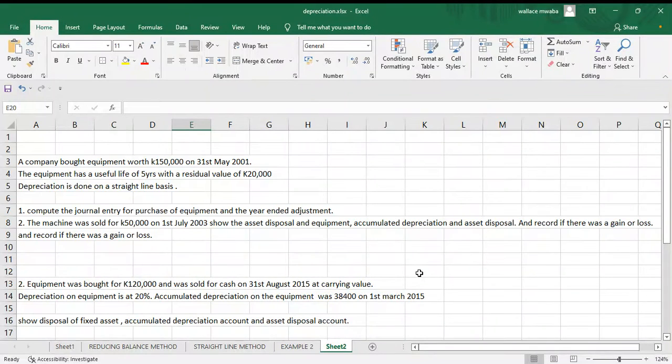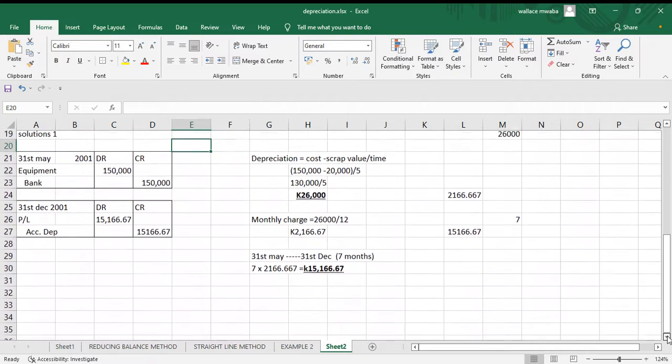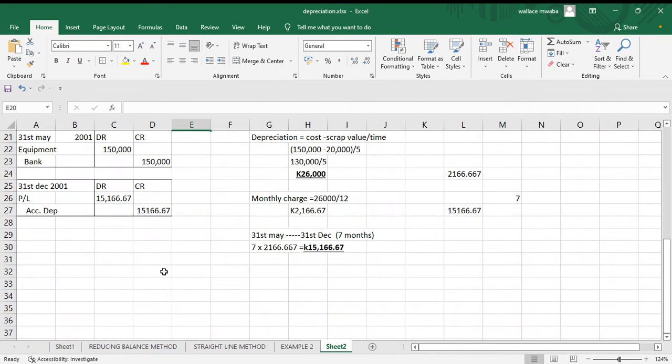Right, so this tells us now that the machine was sold for 50,000 in July 2003. So we've shown the asset disposal, equipment, accumulated depreciation, and disposal accounts, and we should record if there was a gain or loss. So basically, what's going to happen here is, let's compute our workings for depreciation.